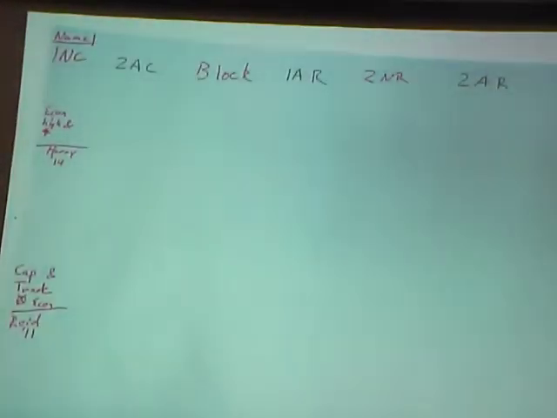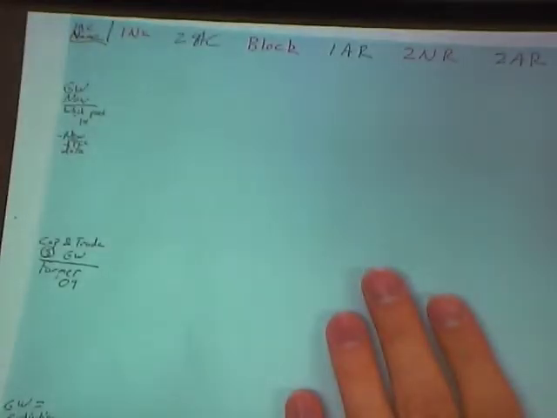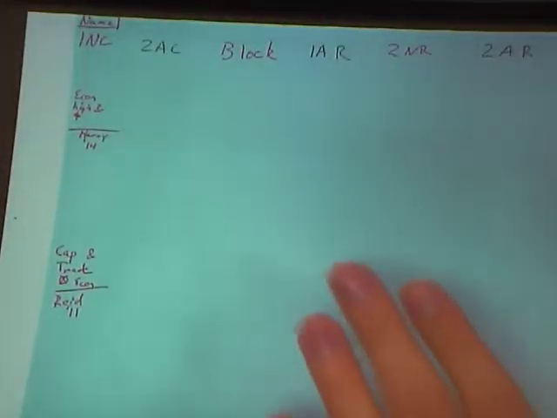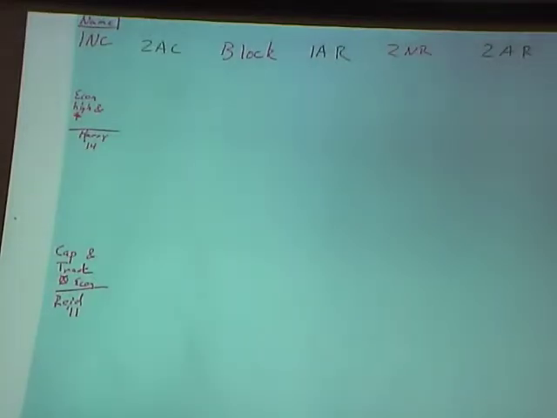And so each advantage or contention of the 1AC gets its own piece of paper, just like this. So when people switch advantages or switch contentions, they would get their own piece of paper. And for every different off-case position, they would get their own piece of paper as well.